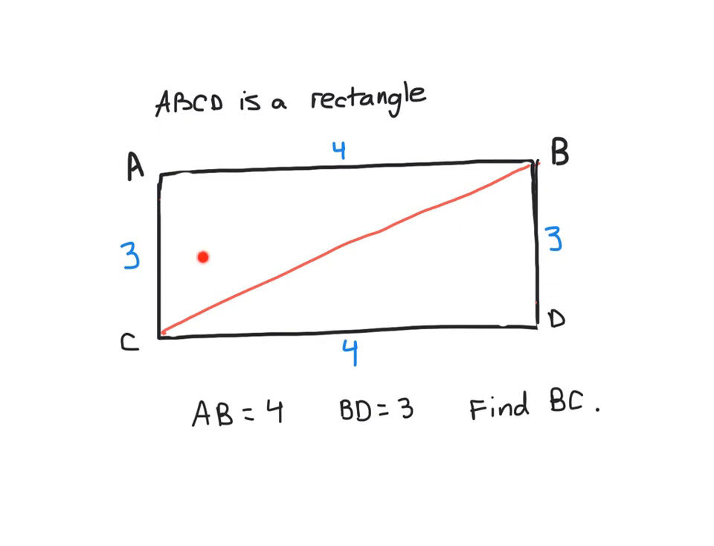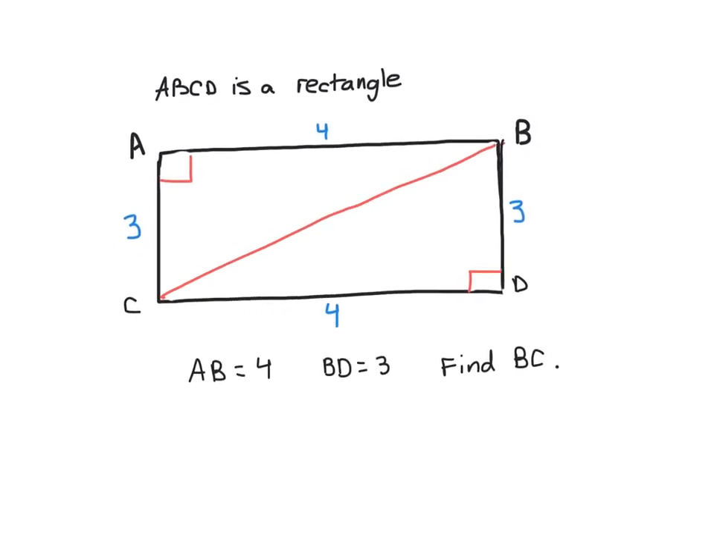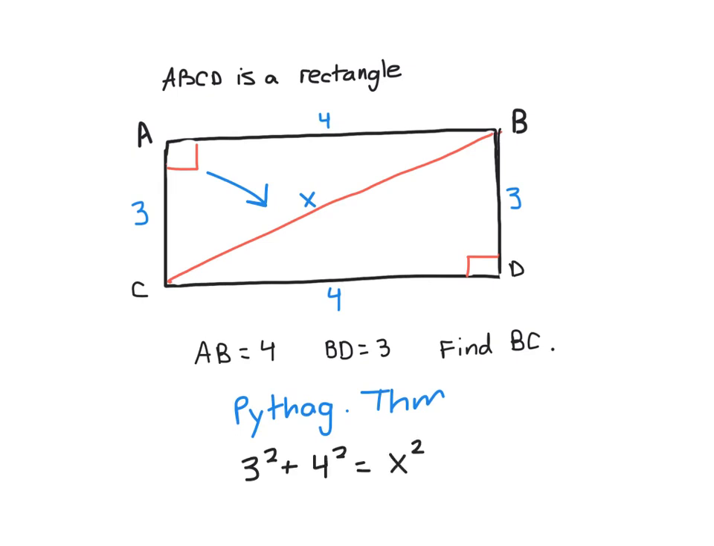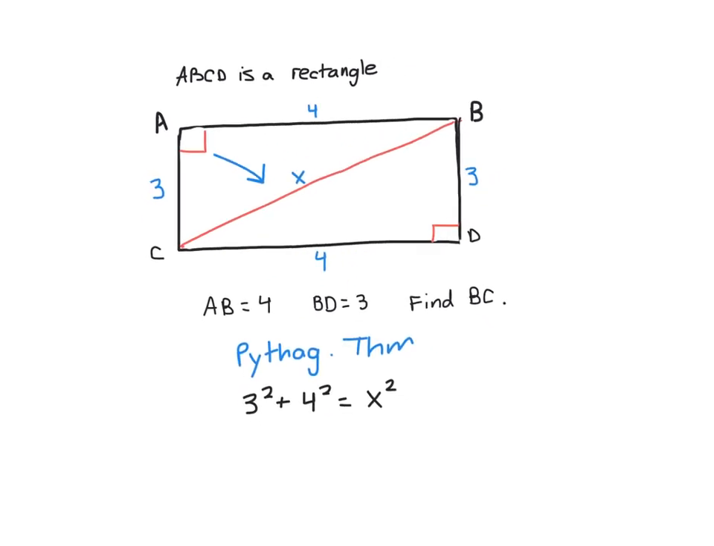So when I draw that diagonal, you'll notice that we have 2 triangles, and even better, if you know that one of the properties of a rectangle is that all angles are 90 degrees, we actually have 2 right triangles. So here we can actually use the Pythagorean theorem to help us find our hypotenuse. So we can just do a squared, so 3 squared plus b squared, which would be 4 squared, equals c squared, which is x squared.